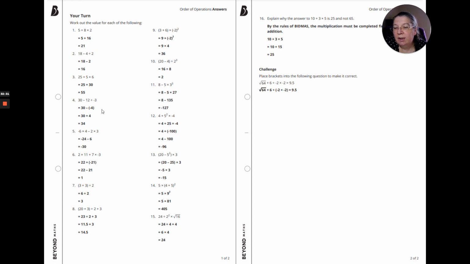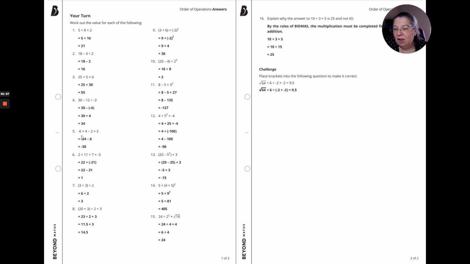Question 4, we did the division first. Now you've got a negative number here. So remember it was 12 divided by minus 3 is minus 4. And then you've got a minus minus, which makes a plus. So got to do some of your other maths rules here, your negative number rules. So we're adding 30 plus 4 is 34.